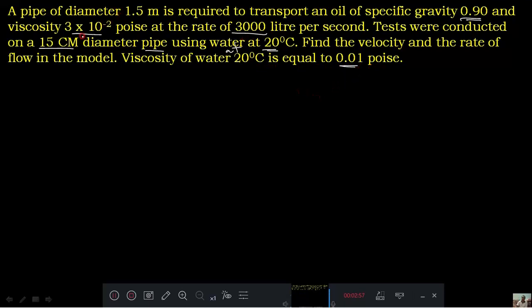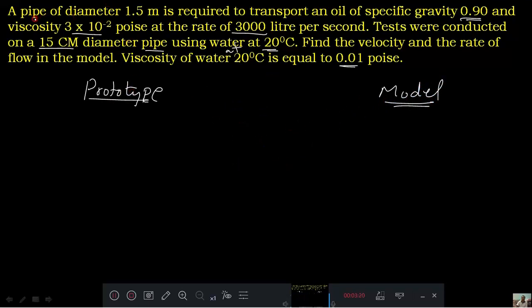First we need to understand that many data are given. Out of all these data, we need to understand which belong to the prototype and which belong to the model. That's why we will make columns: I will write the prototype data here and the model data here. If any data belongs to both of them, then I will write it in the middle.